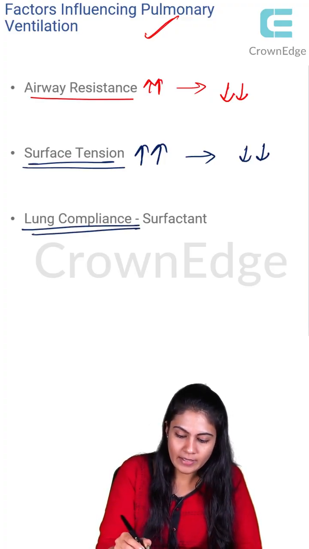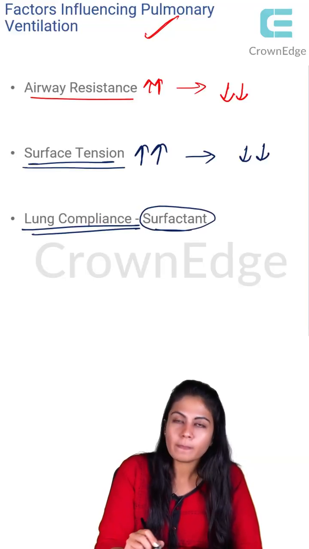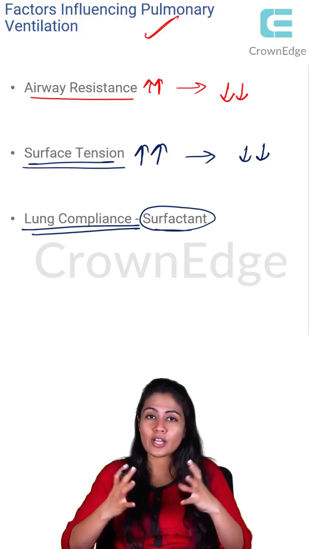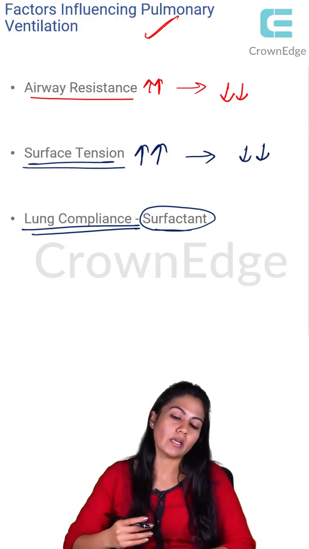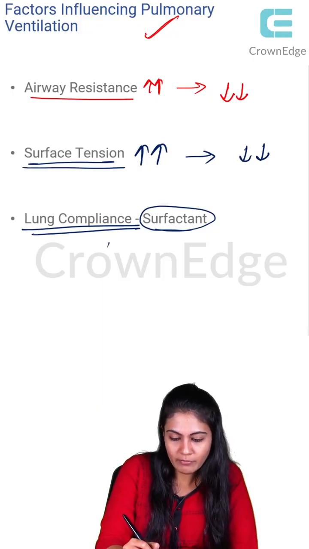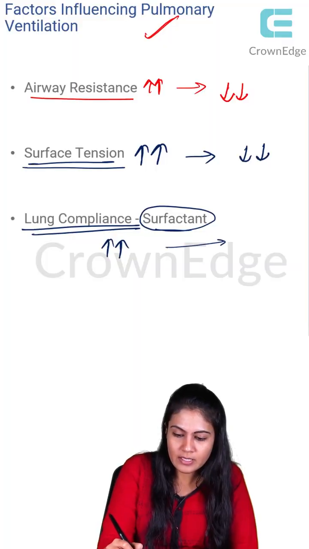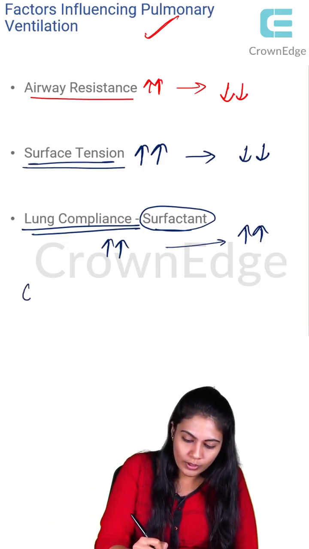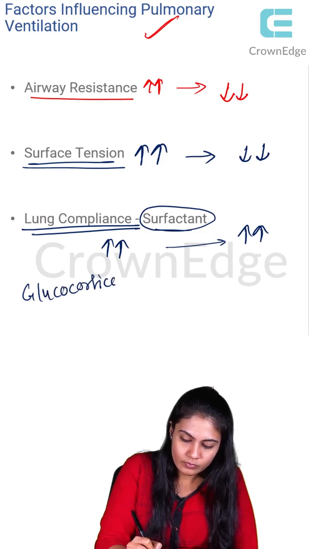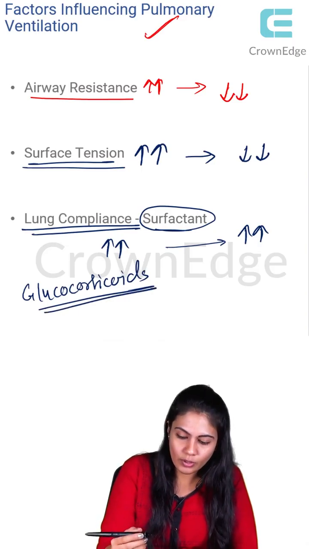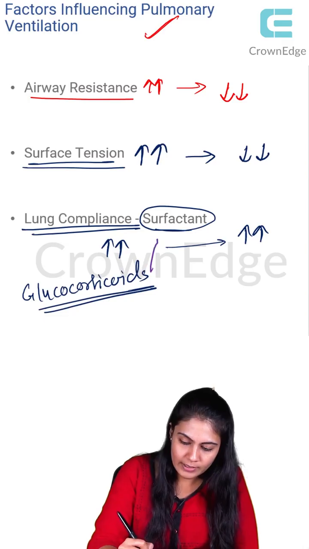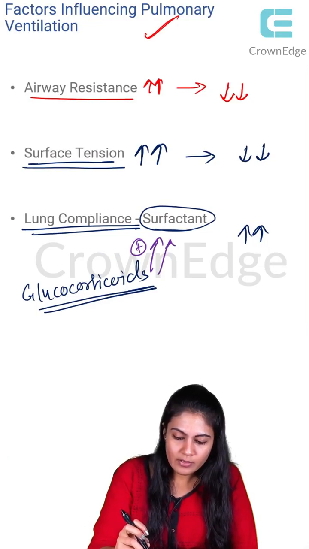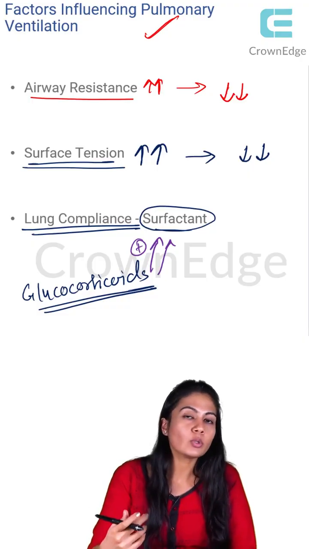What about the lung compliance? The lung compliance is because of the surfactant. Lung compliance means how much the lung can distend, how much it can stretch. So it is actually helping us in breathing, right? It is directly proportional to the pulmonary ventilation. That means if compliance increases, the pulmonary ventilation also increases, right? And the glucocorticoids: if you give glucocorticoids, they are going to stimulate the surfactant. So if the surfactant level is low in the patient, we can give them glucocorticoids.